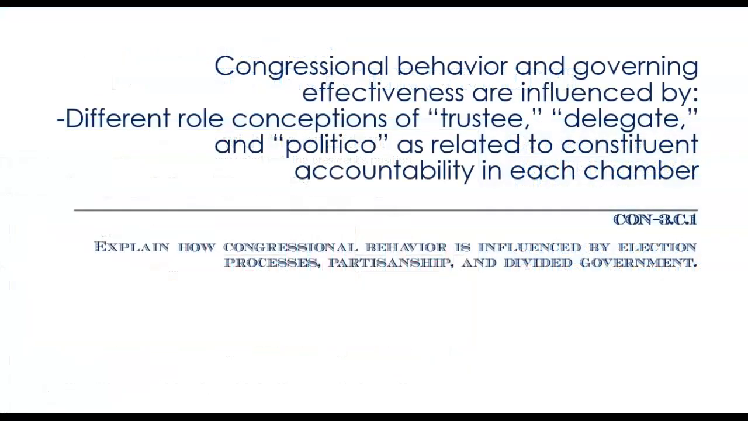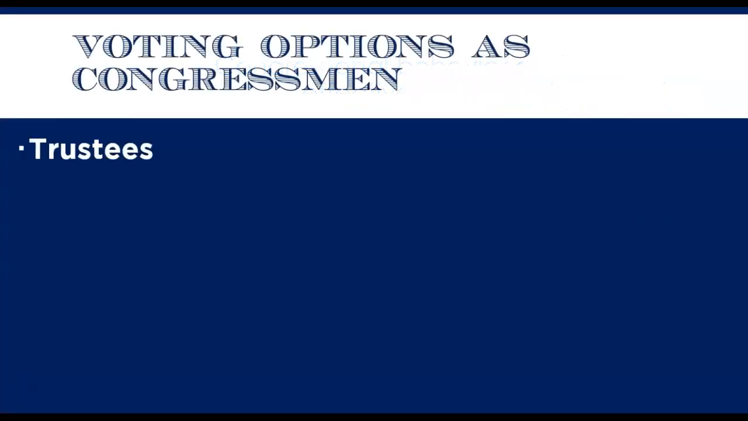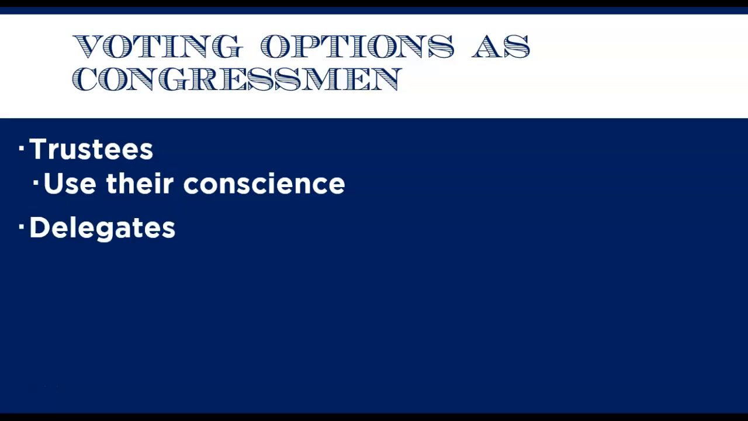Next, we're going to talk about congressional behavior and governing effectiveness, and how it's influenced by different role conceptions of trustee, delegate, and politico. These are based on the different ways that congressmen vote, based on how they should vote or how they do vote. The first term is trustee. These are basically people who use their conscience to vote. If they agree with certain things, they're going to vote for it. If they disagree, they're going to vote against it. It doesn't matter what the party line is. They're going to vote based on how they feel about what's best for the situation.